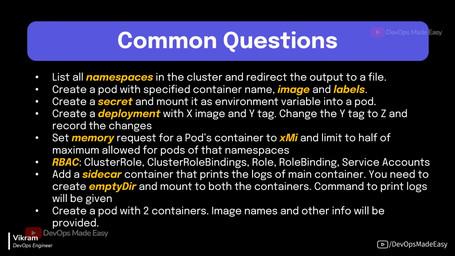And coming to the common questions, they might ask you to list all the namespaces in the cluster and redirect the output to a file. And in many cases they'll ask you to simply create a pod with certain name, with certain container image and container name. Okay, they might also ask you to add some labels at the time of creation itself. So all you have to do is, instead of copy pasting the whole YAML, you can just type the imperative command and then try run it to get the pod manifest file, and then create a secret and mount it as an environment variable.